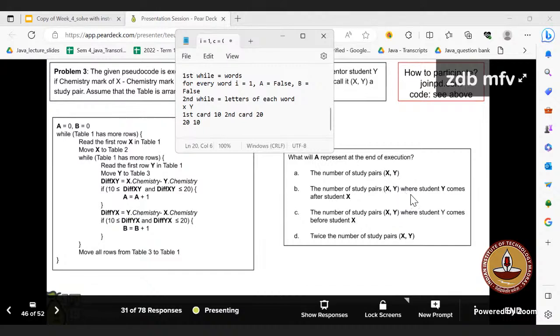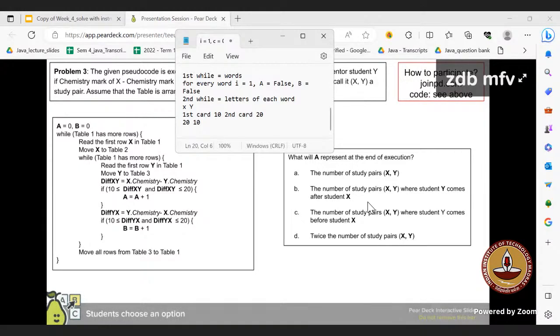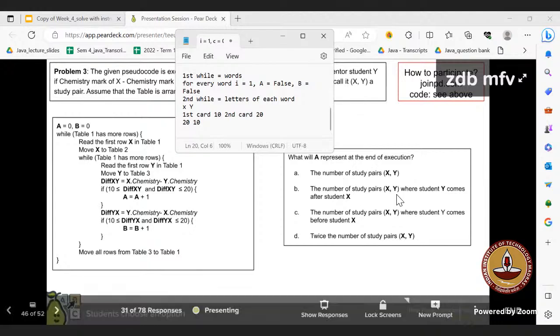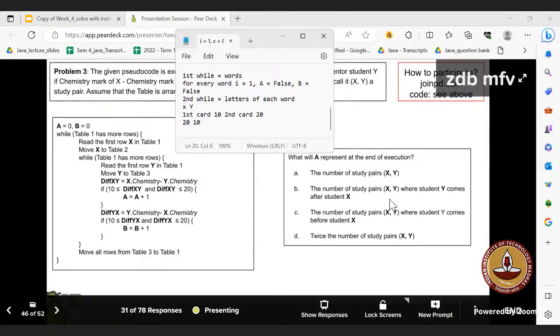But I understand this. But here it says y comes after student x, and we say already that they are in ascending order. Y comes after x means they are in ascending order of sequence number, not ascending order of marks. Then greater is y and smaller is x by sequence. So now you want to subtract x from y. Then x and y will be a study pair if the chemistry marks lie in the range. Number of study pairs is what you will get.